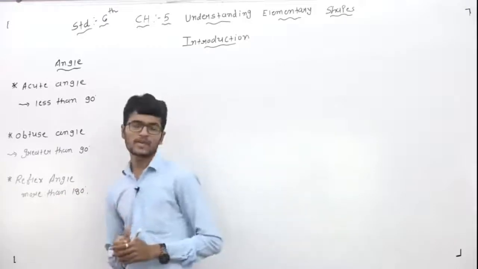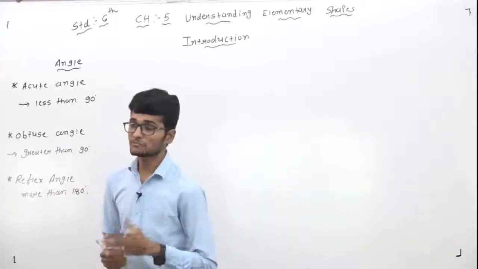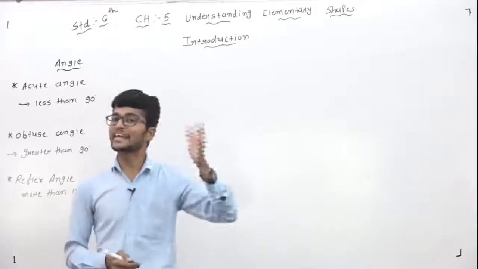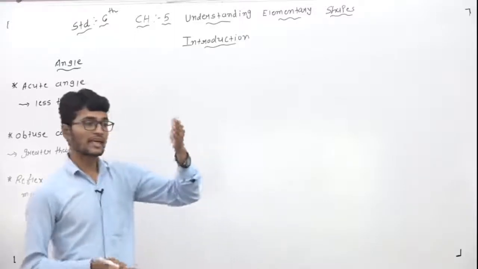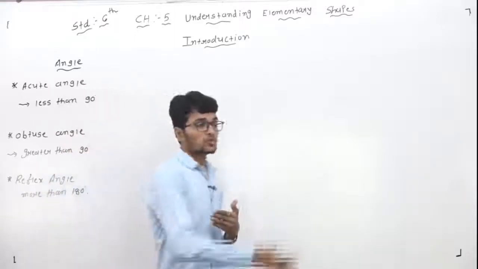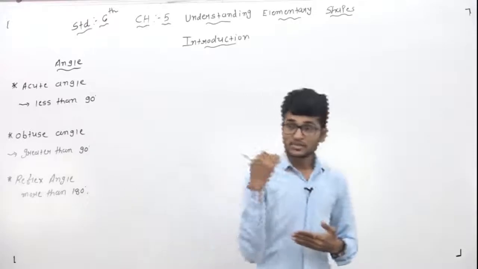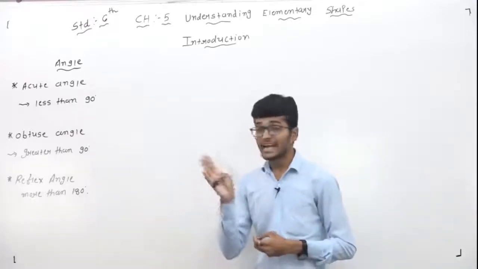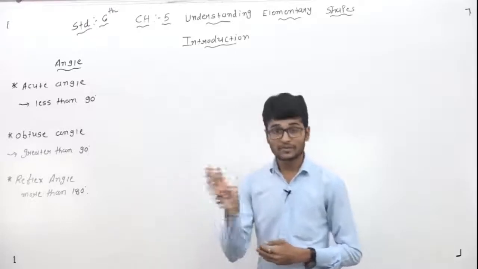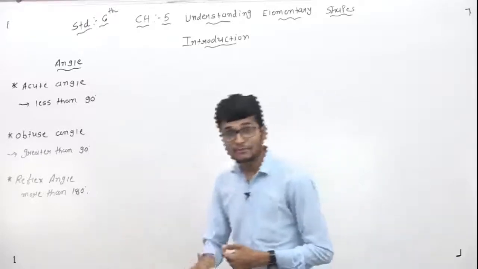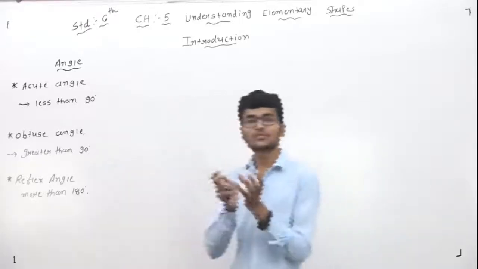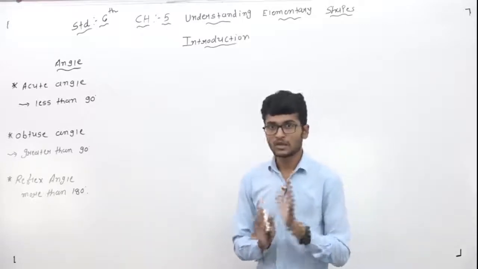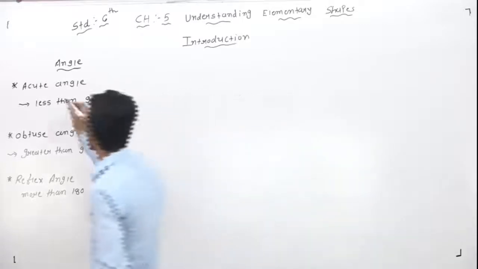And then after that, the reflex angle. Now what is the reflex angle? The reflex angle means more than 180 degrees. More than 180 degrees means 273, 275, 198, 205, 285. So these all are reflex angles. Understand?